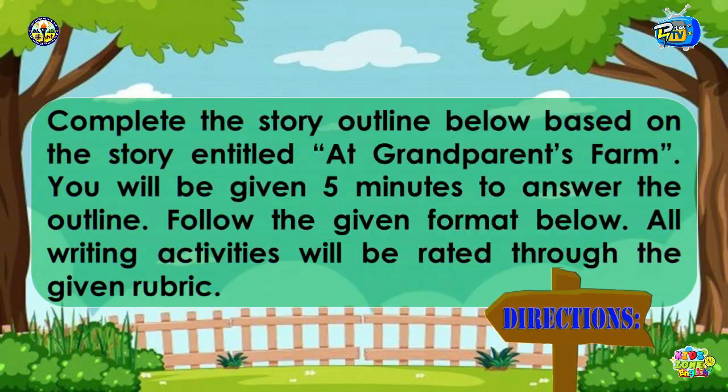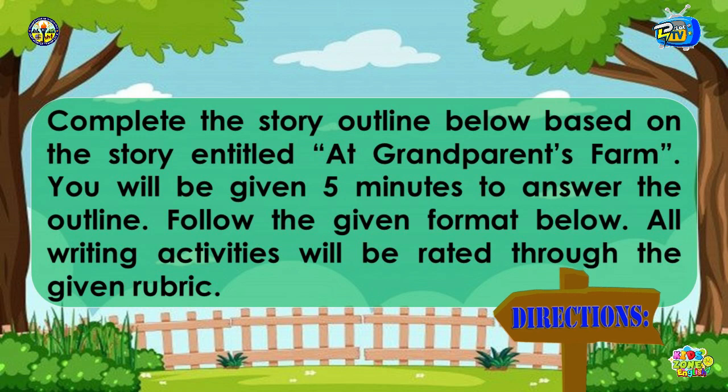Did you enjoy the story, kids? Were you able to cite the elements of the story? Great! Let's try this activity. Direction: Complete the story outline below based on the story entitled At Grandparents' Farm. You will be given 5 minutes to answer the outline. Follow the given format below. All writing activities will be rated through the given rubric.